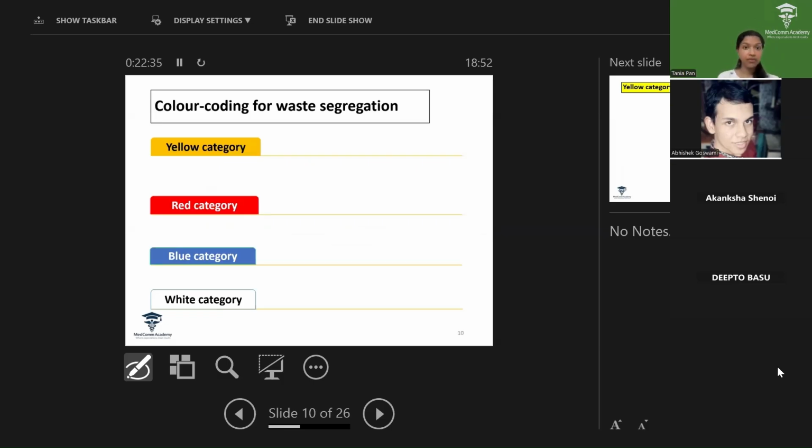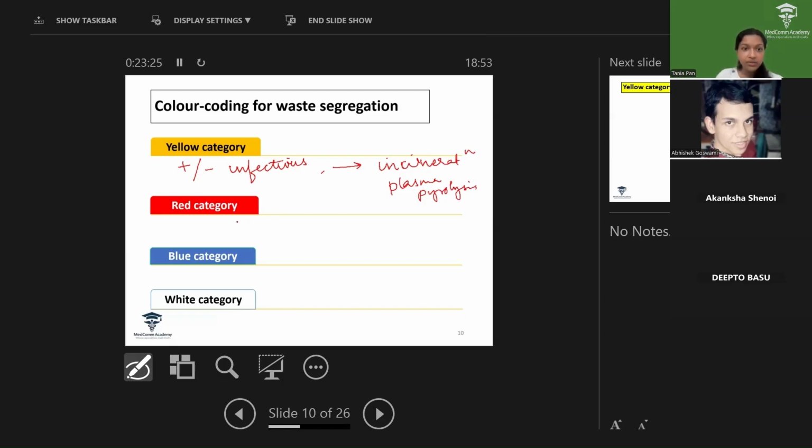Color coding of waste. First is the yellow category. Yellow category means infectious. Right? And where does it go? It goes for incineration, or the other option is plasma pyrolysis.